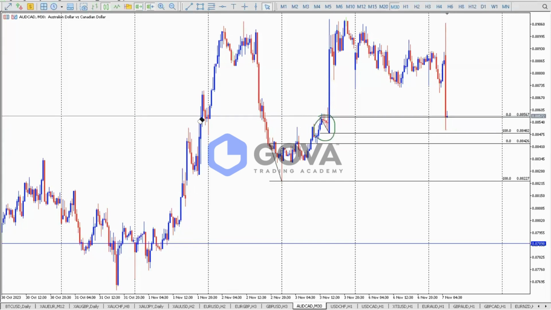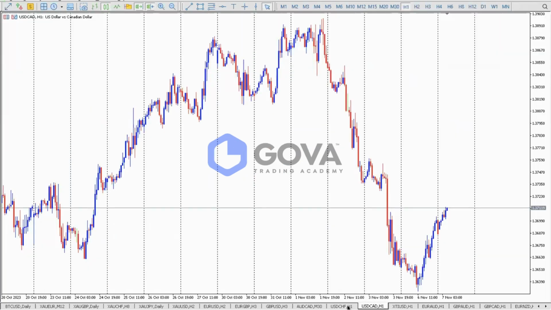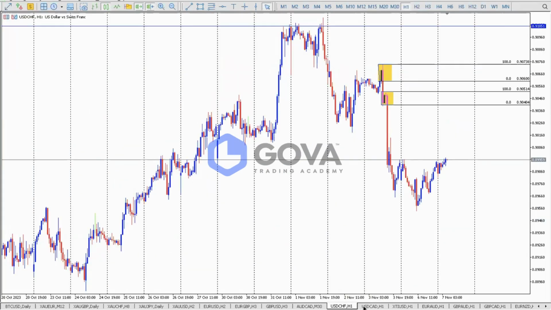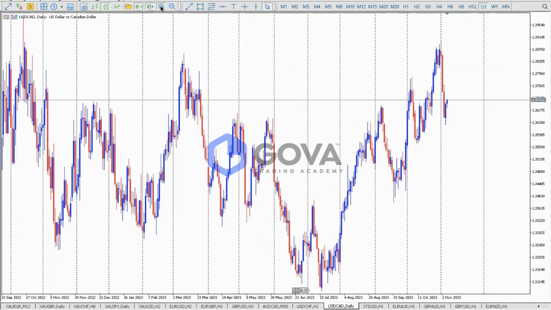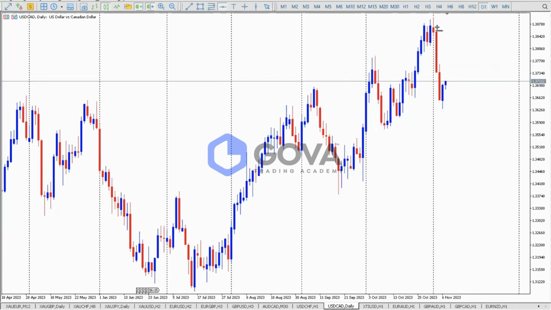So that is it on this trade, guys, AUD CAD. Now let's move on to USD CAD. We've already done the analysis on USD CHF, so let us move on to USD CAD. Now on USD CAD, this is the monthly equilibrium line here.